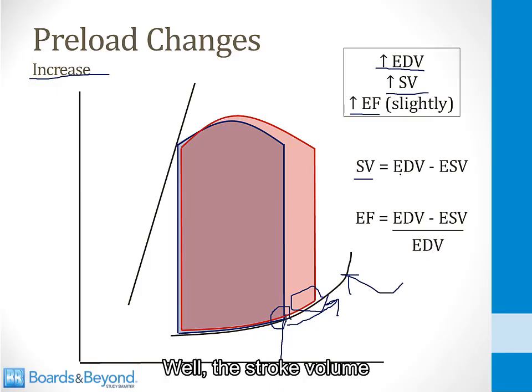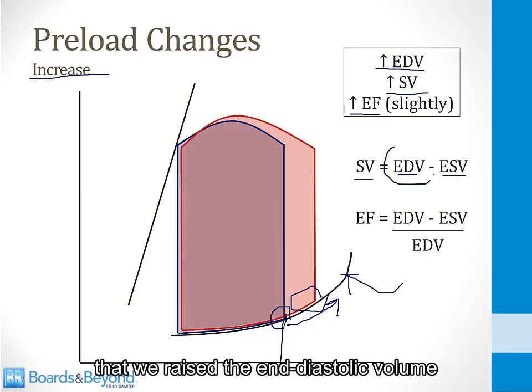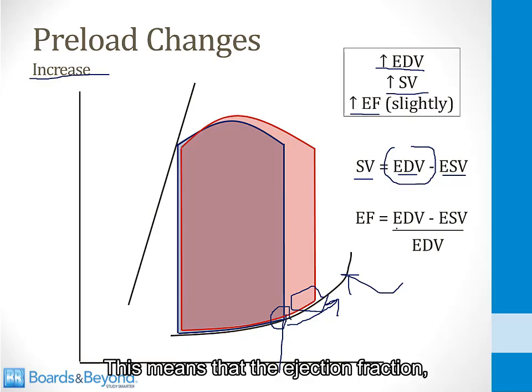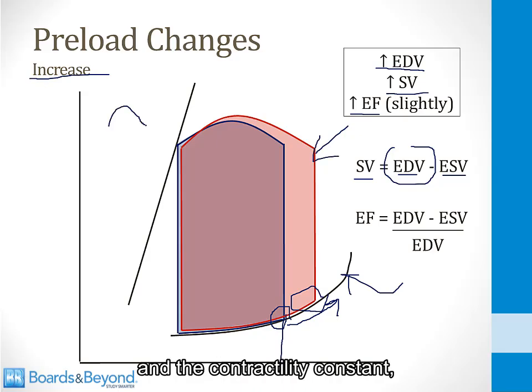Well, the stroke volume is the end diastolic volume minus the end systolic volume, and I told you that we raise the end diastolic volume when we increase the preload. This means that the ejection fraction, which is end diastolic volume minus end systolic volume over end diastolic volume, will go up slightly when we do this. And remember, this is very artificial. Normally when you do this, you would change contractility, but here we are keeping the afterload constant and the contractility constant just to show the isolated effects of an increase in preload.